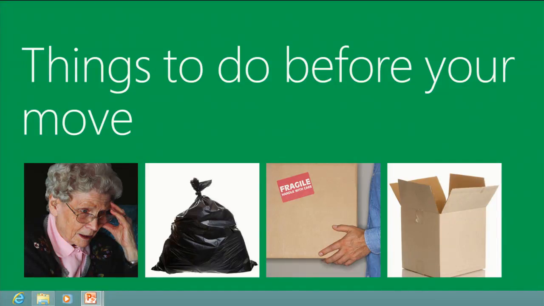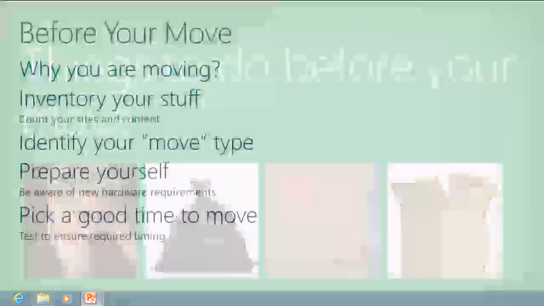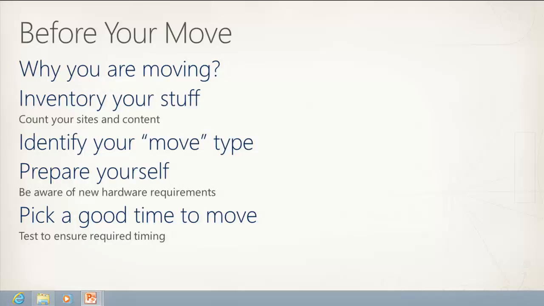There's some other things you do, right? You throw some things in the garbage. You might label some things and inventory some things. We'll talk through that. We talked about why you're moving. You want to inventory your stuff. You want to take a look at all your sites that you're actually going to migrate. You want to identify your move type, and we'll talk through that in a second.